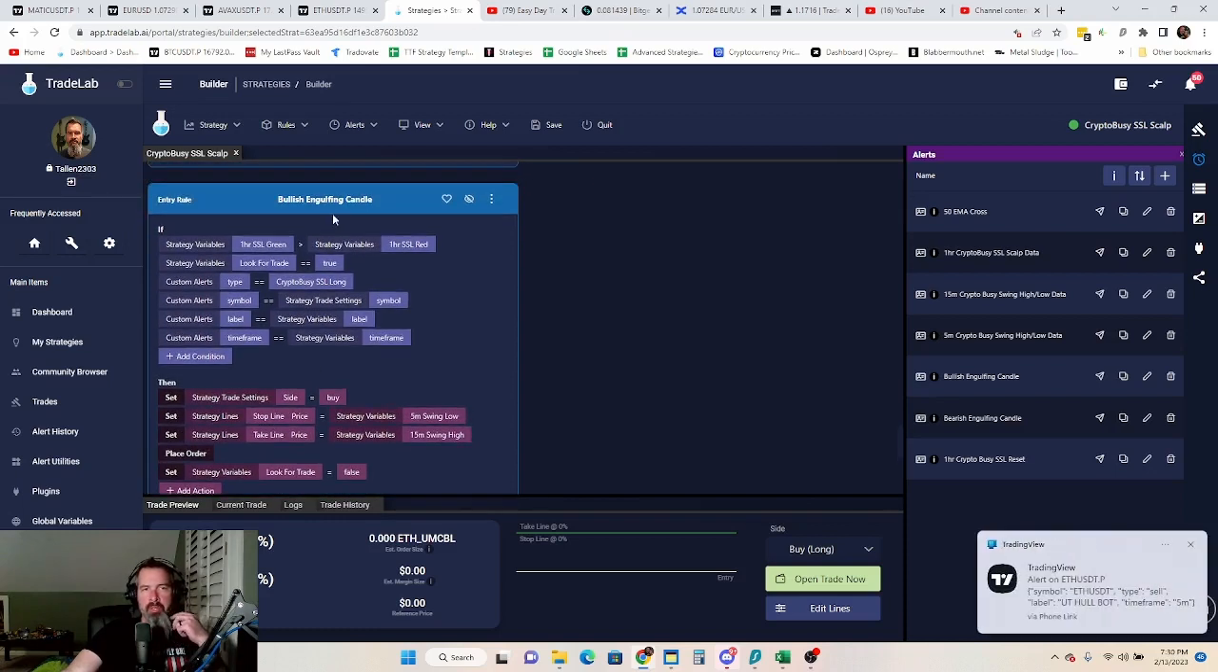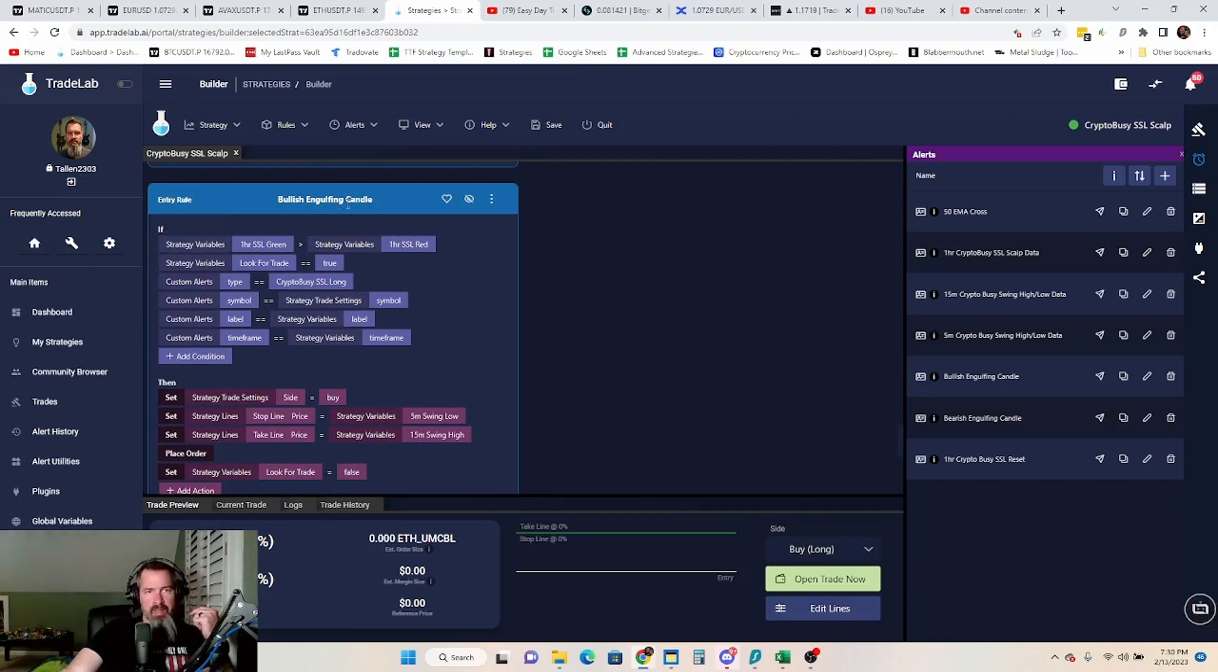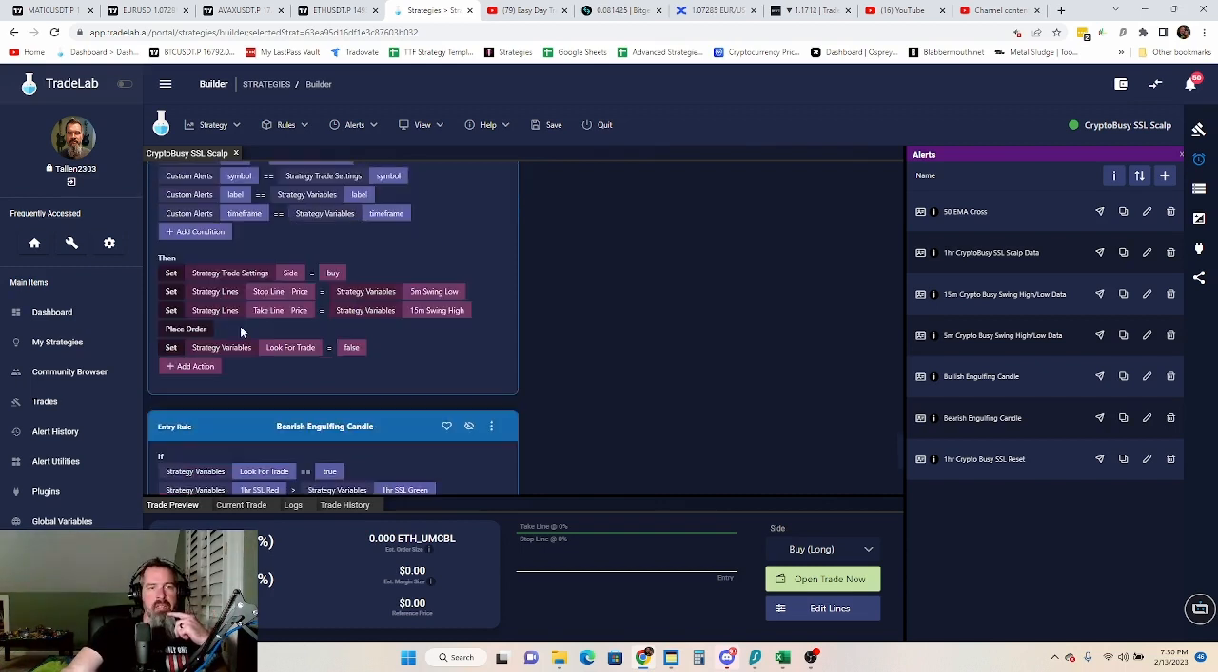Now what we really want is we're waiting for the bullish engulfing candle to go long. So when that signal does hit, we are going to first look to see if the green 1 hour SSL line is above the red, looking for a trade is true. If it is, we are going to set the side to buy. We are going to set the stop line price to the 5-minute swing low, the take line price to the 15-minute swing high. We're going to place the order, and then we're going to set looking for a trade false.